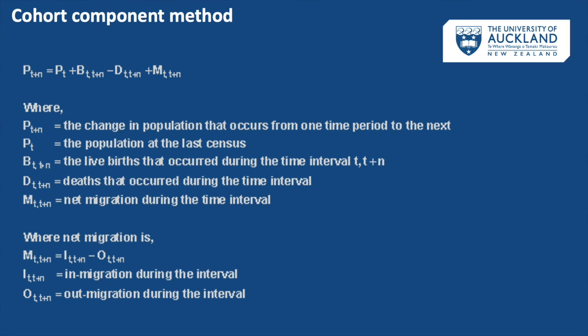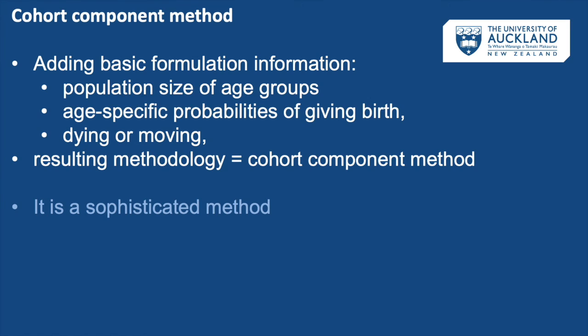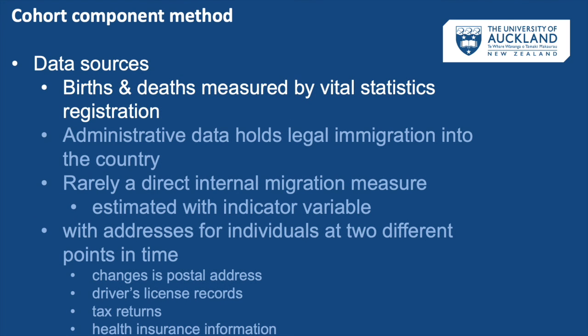If we add to this basic formulation information about the size of population in each age group and the age-specific probabilities of giving birth, dying, or moving, the resulting methodology is known as the cohort component method. The cohort component model is considered to be a fairly sophisticated method. As such, it is also a data-intensive model. So what kind of data goes into something like this?